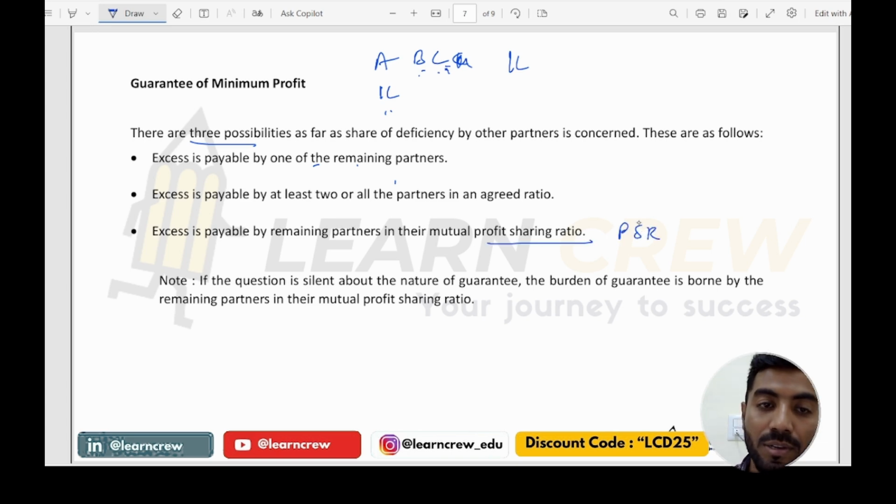If nothing is mentioned in the question, whatever the excess is, whatever is to be paid, that is to be paid in the profit sharing ratio among the remaining partners. If the question is silent about the nature of the guarantee, the burden of the guarantee is borne by the remaining partners in their mutual profit sharing ratio.